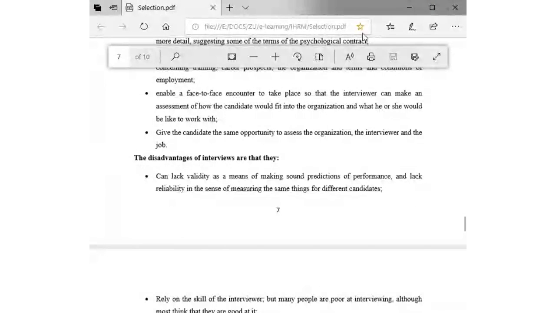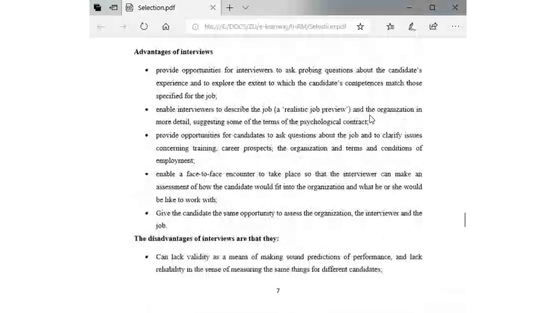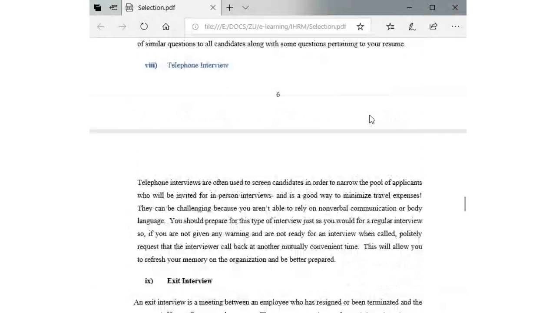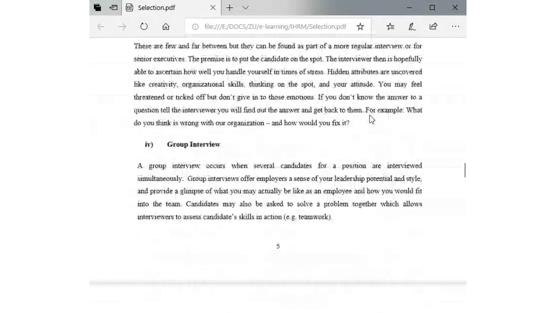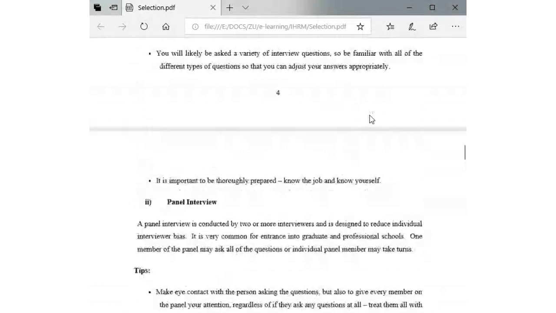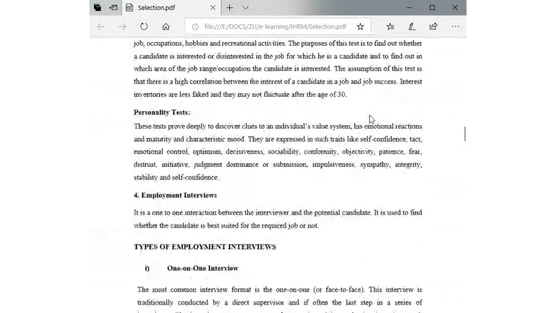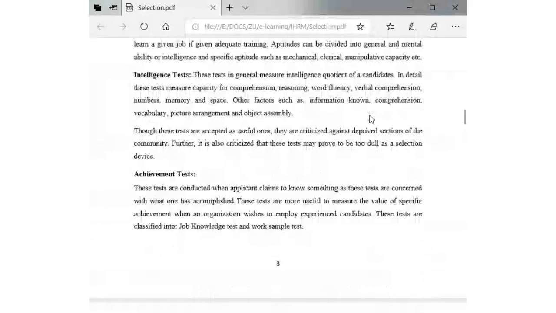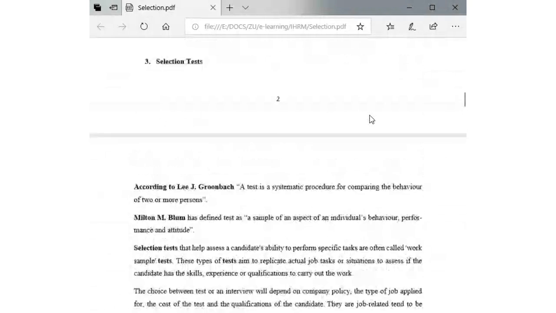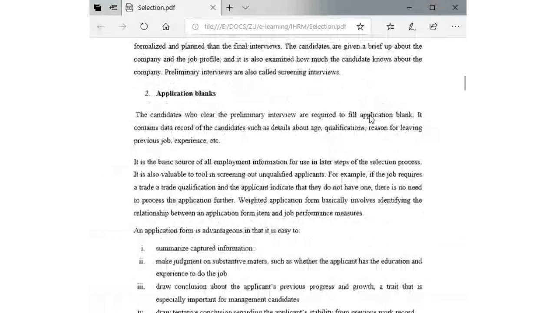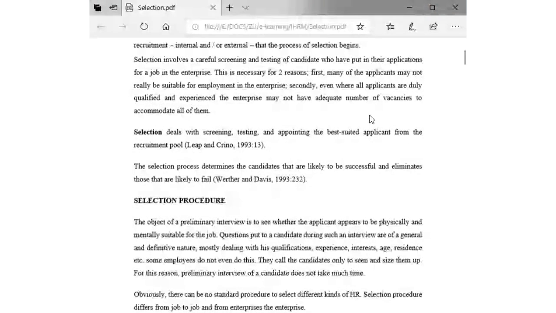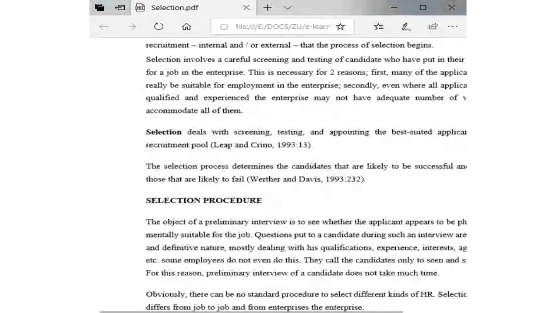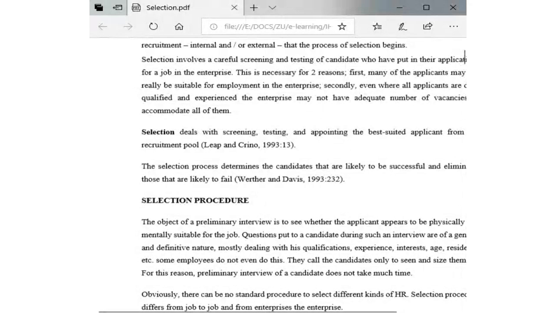But looking at the case of what we have, you will find that selection is very key. However much it may be perceived to be negative, it is very, very critical in each and every organization. Now, the first thing we do is to define selection. What is selection? How should it be made the best thing for employees in an organization? Selection is defined as the process that involves screening. It involves testing. It involves appointing the best suited applicants from the recruitment pool.